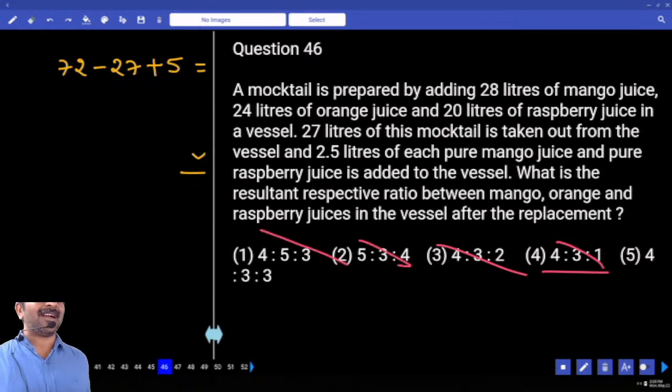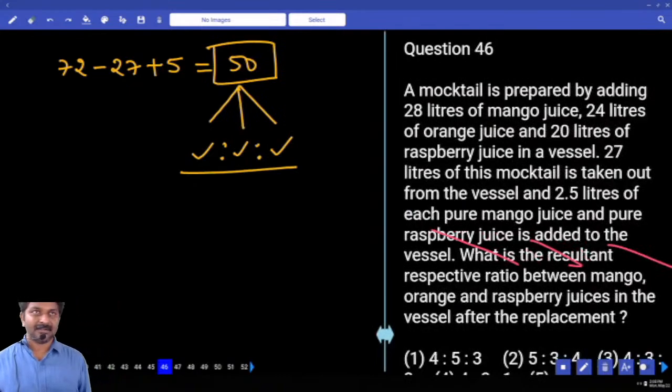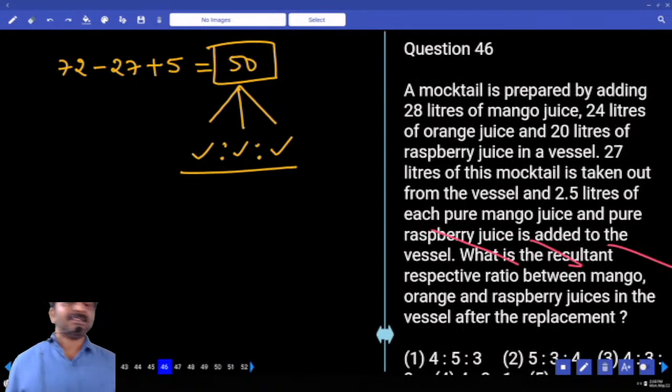No need to verify. Out of the first 5, if the first 4 are not the right answers, the fifth has to be your answer. Even if you verify, how many parts are there? 10. Is 10 a factor of 50? Yes, that's it. Fifth option is the final answer. See, if you want to calculate.